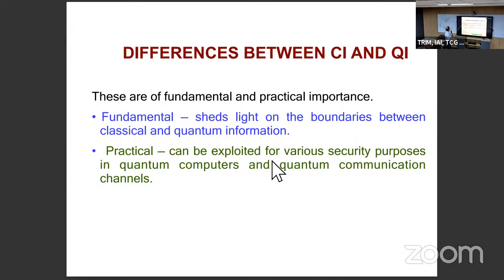Just to motivate, to study these differences, we will have fundamental and very particular importances. Fundamental because, as I said, they will shed light on the boundaries between classical and quantum information. And practical because you can exploit these differences for various security purposes in quantum computing, quantum communication, and many more things. For example, the famous no-cloning theorem that was discovered in 1982 is the key principle which provides security in the quantum cryptography protocol. That is the biggest application.